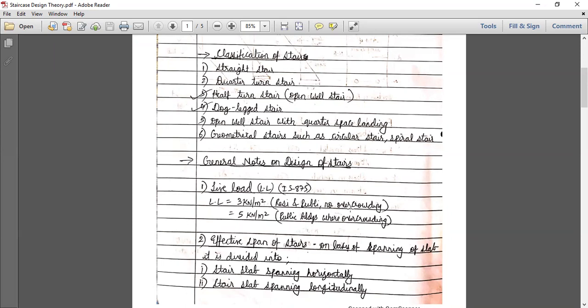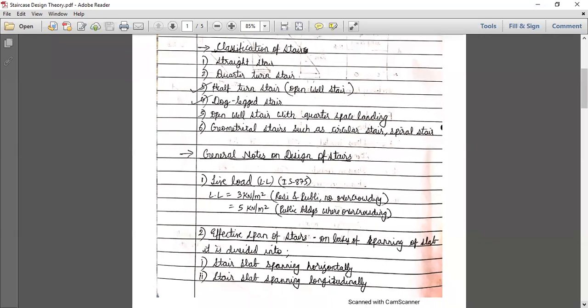no overcrowding. Make a note of this. Where there is no overcrowding, we can take the live load as 3 kilonewton per meter square. And where there is overcrowding, you will have to take 5 kilonewton per meter square. This is the general guideline for the live load of the staircase. If the live load data is not mentioned in the question, then you will have to take these values. If it is mentioned, then there is no problem. Just take the value and solve. Is this clear?